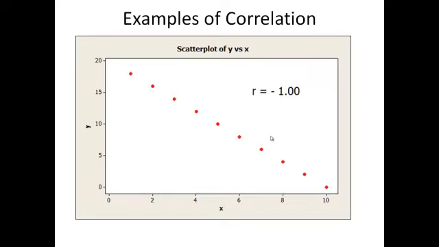Here's another example. The same type of thing. As x increases, y is decreasing, but now it's decreasing in a perfect linear straight line. So our correlation coefficient here, if we were to calculate it, is going to turn out to be precisely -1.